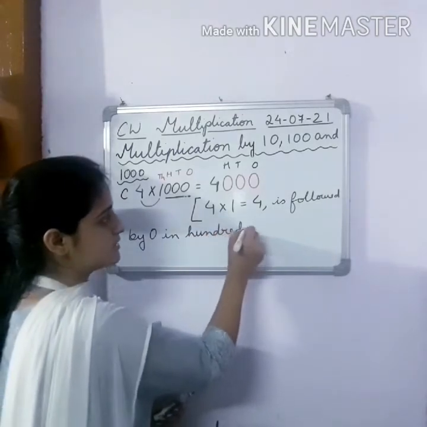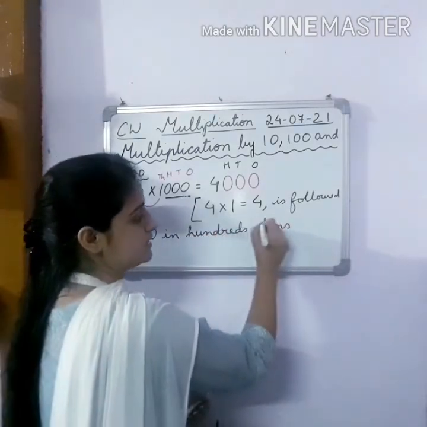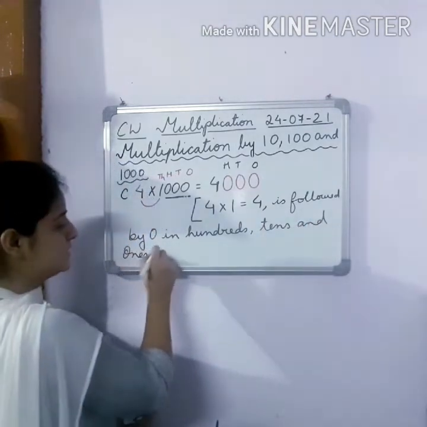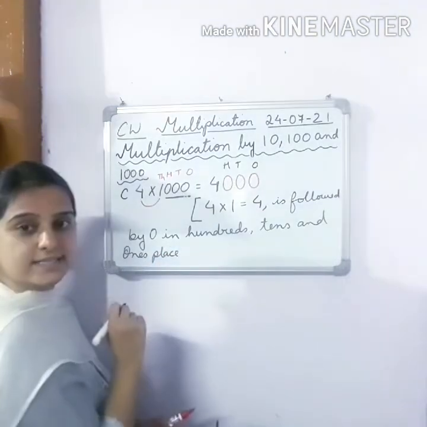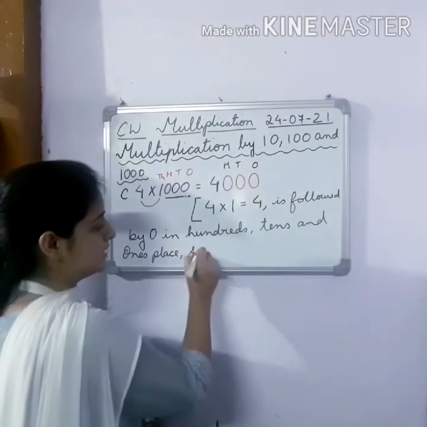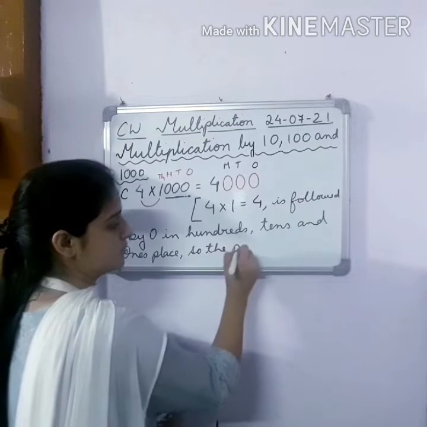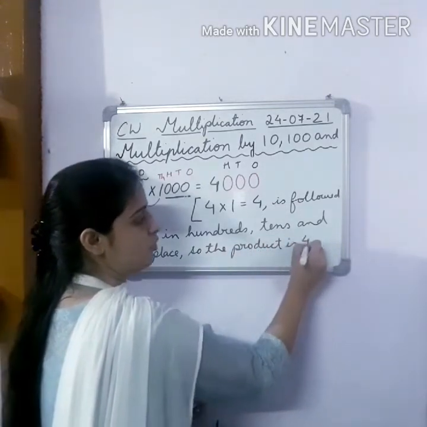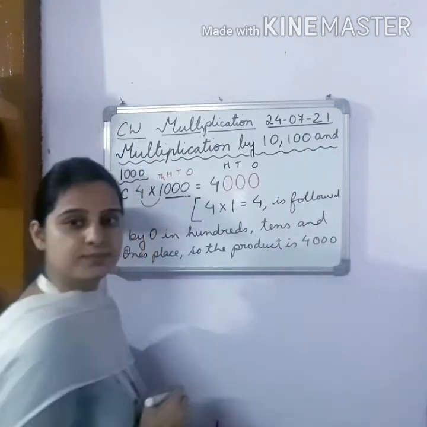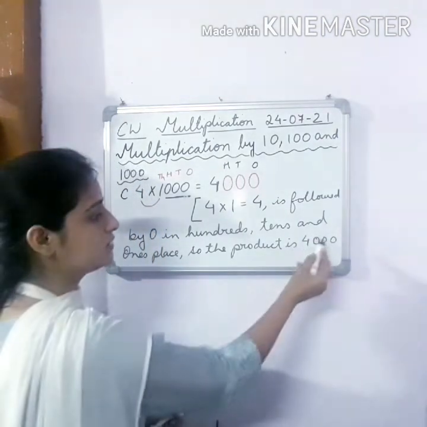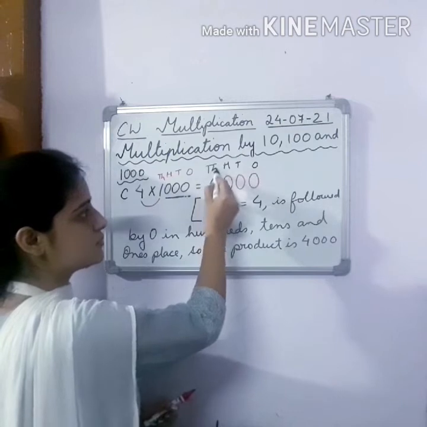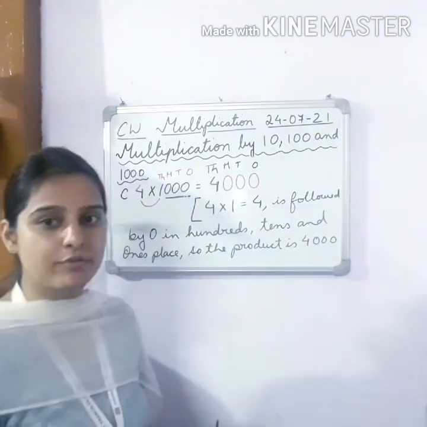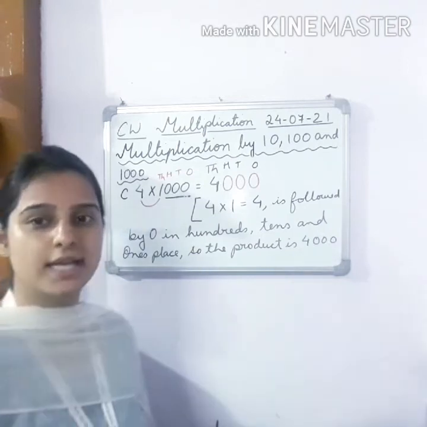In hundreds, tens and ones place. So the product is 4000. How do we call 4000? Because 4 is in thousands place, so we read it as 4000. Hope it is clear to everyone. Okay, so let's do one more sum.